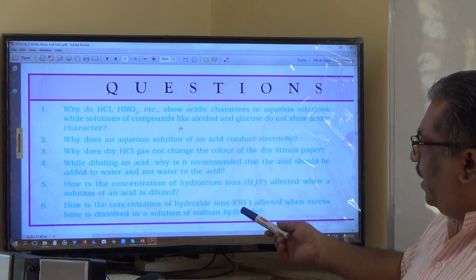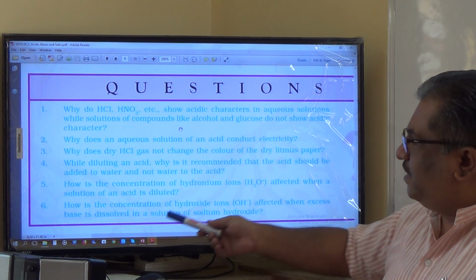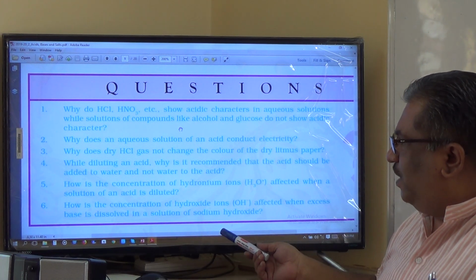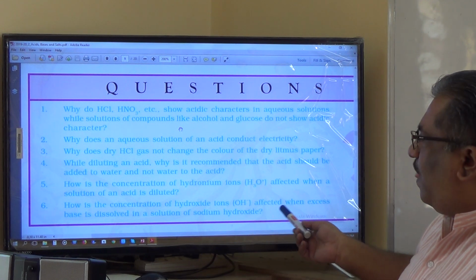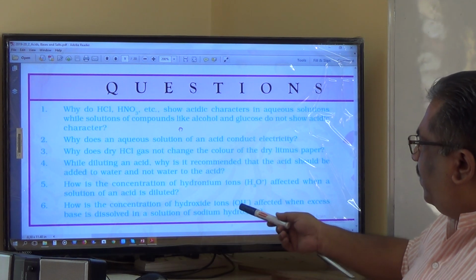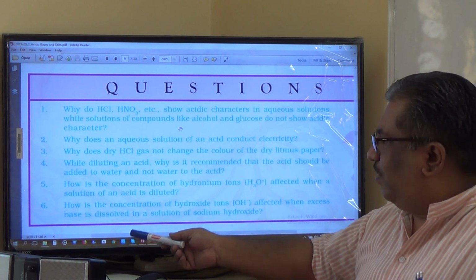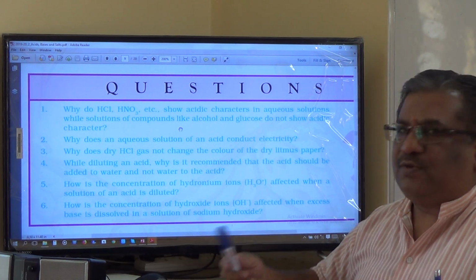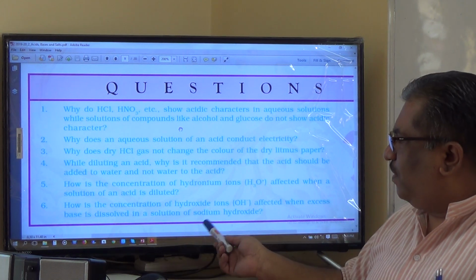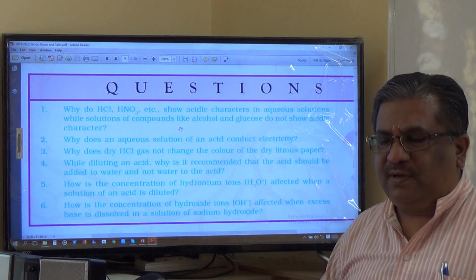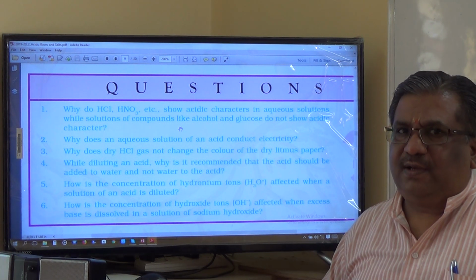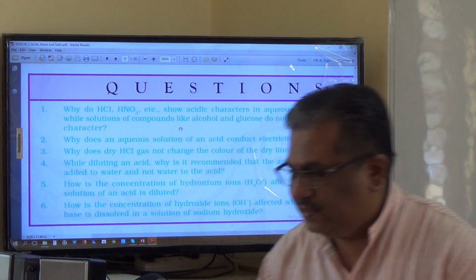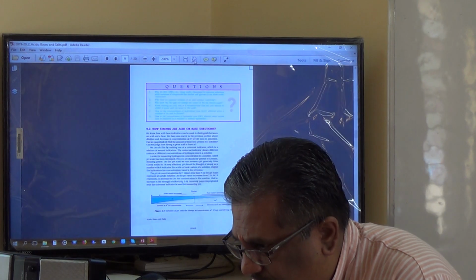How is the concentration of hydroxide ions affected when excess base is dissolved in a solution of sodium hydroxide? Already there is a sodium hydroxide solution. You add additional base such as sodium hydroxide. What happens? Sodium hydroxide, whenever you add to a solution, will dissociate into hydroxide ions. So the concentration of hydroxide ions per unit volume increases here. That is the answer. Let us go to the next set of questions.